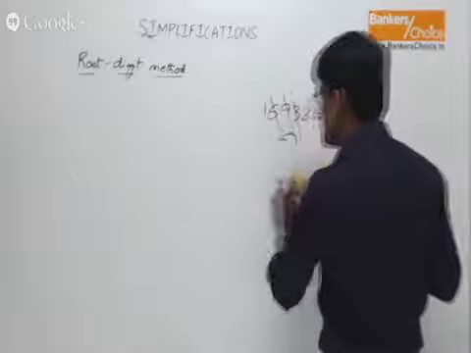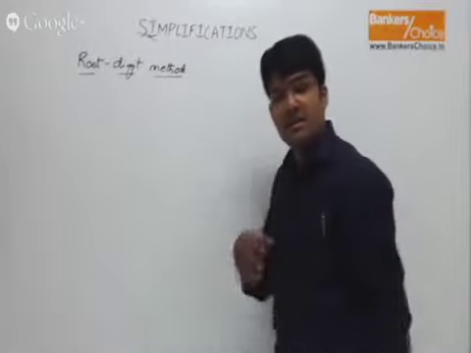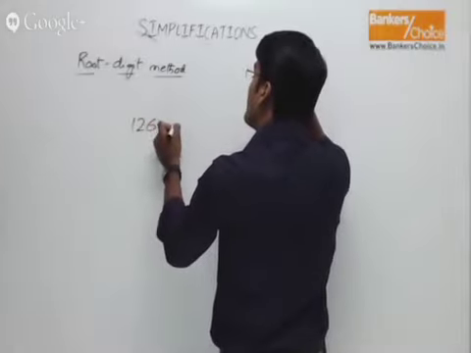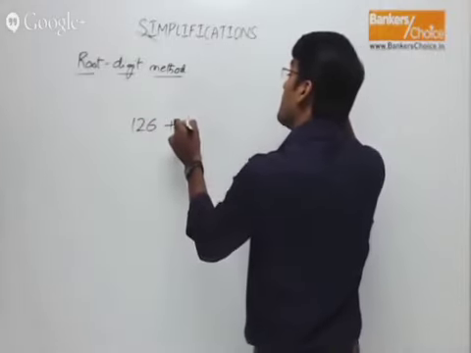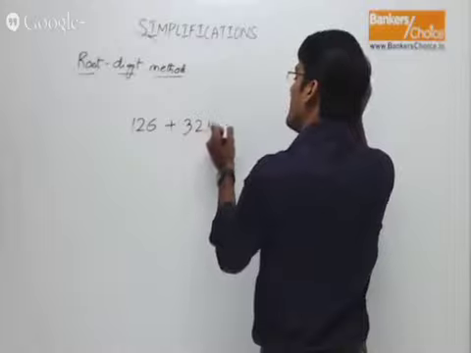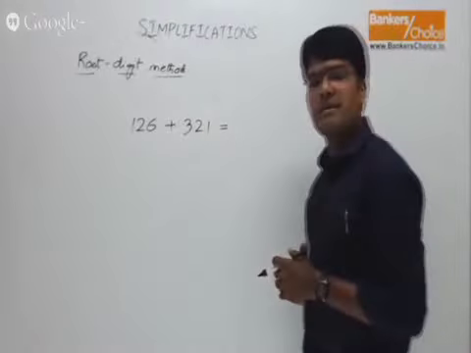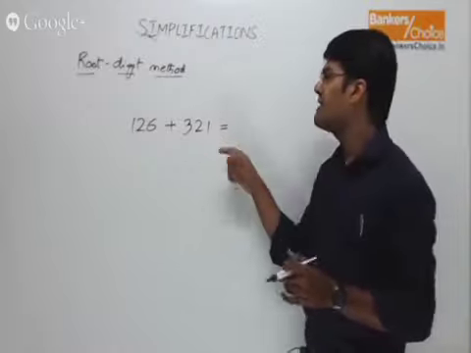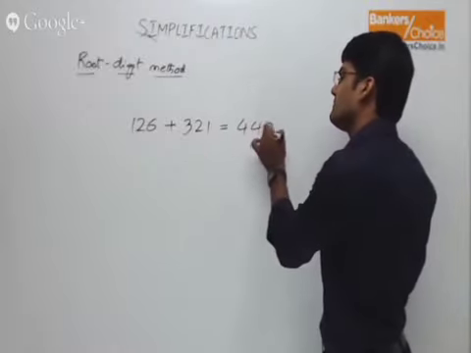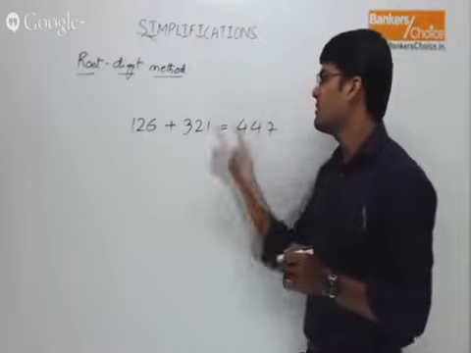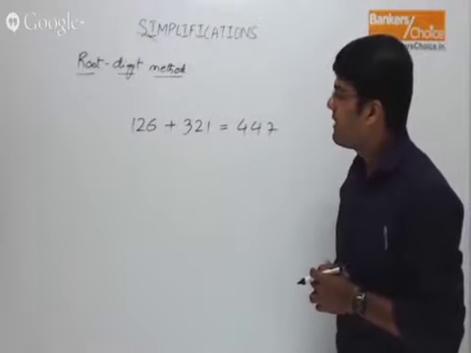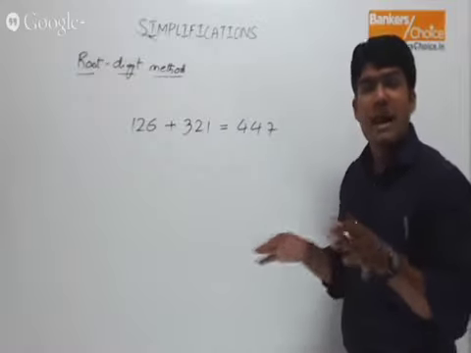I'll just take 1 or 2 examples, but before that let me explain the concept here. For example, 126 plus, let's take some number, 321 equals what? Add this. 126 plus 321: 120 and 320 is 440, 6 and 1, 7, so 447. Yes or no? 6 plus 1, 7, 2 plus 2, 4, 1 plus 3, 4. Addition there. So that's the equation balanced.